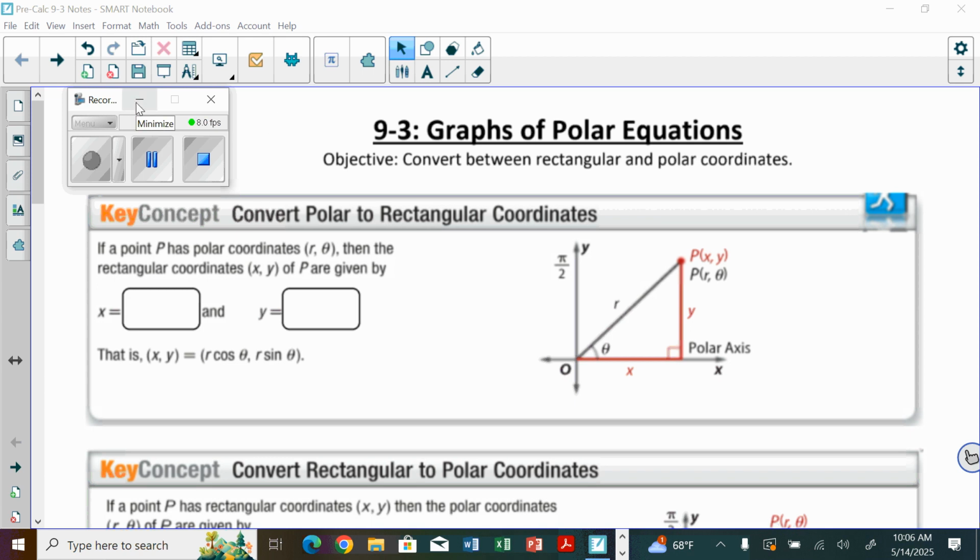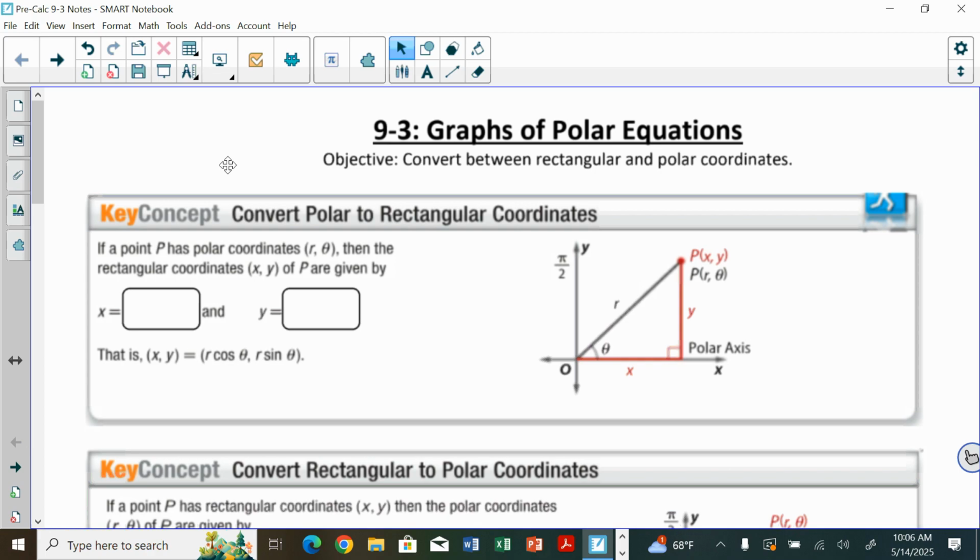Graphs of polar equations. Another one, this is 9.3. Basically what we're going to do here is convert between rectangular and polar coordinates and vice versa. We'll be given polar coordinates and convert them back to rectangular XY coordinates. And then the opposite: we'll have regular rectangular coordinates XY and turn them into polar coordinates. So how do we do that?